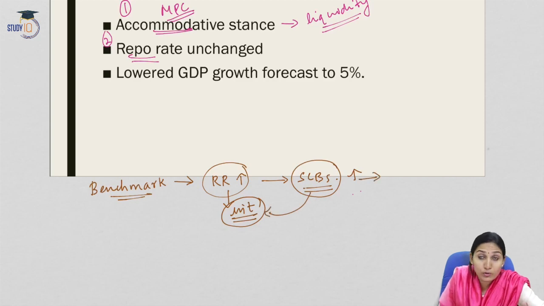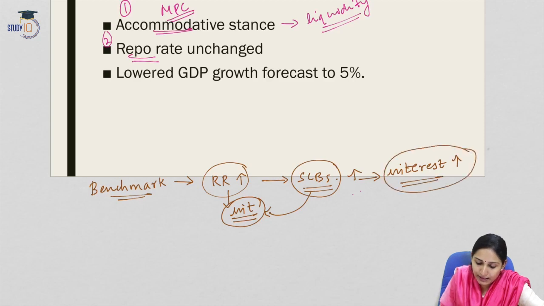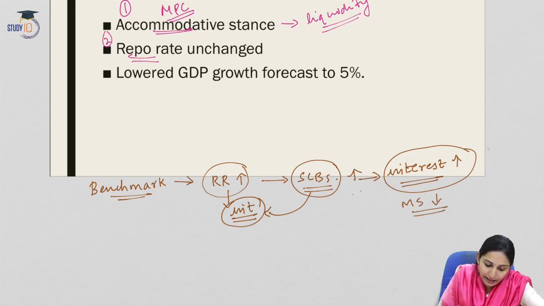So definitely the cost of borrowings of the commercial banks will increase. Therefore, the commercial banks will charge high interest from their customers as well. So in the market what happens? The general interest rate increases. So when interest rate increases, the loans or the money supply will come down, or the credit creation will come down. So this means money supply will come down. So when there is an increase in repo rate, this means money supply will come down.